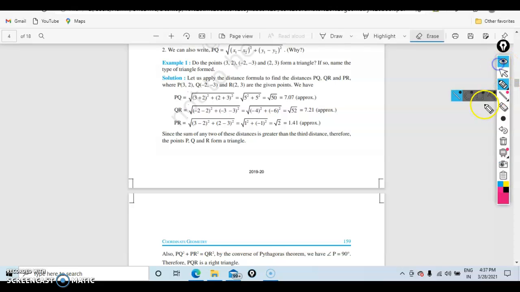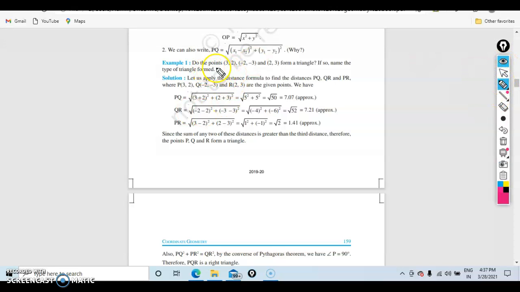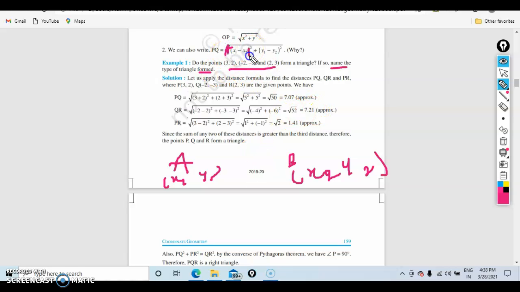So example 1, can you see this example 1? In this example, do the points (3, 2), (minus 2, minus 3), (2, 3) form a triangle? If so, name the type of triangle formed. Suppose I told you about 2 points A and B, where A we consider as x1, y1 and B as x2, y2. But here 3 points are given, so assume this is A, this is B and this is C. Now with 3 points, how will you calculate the distance?